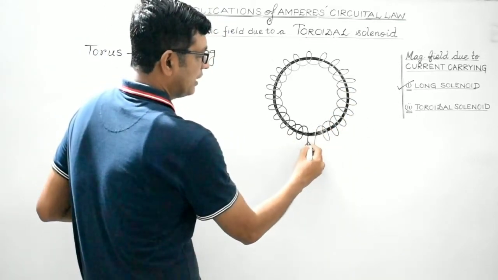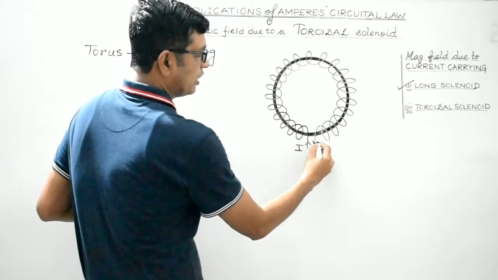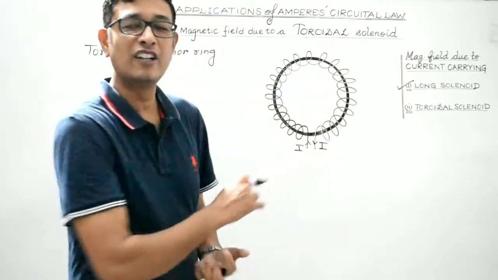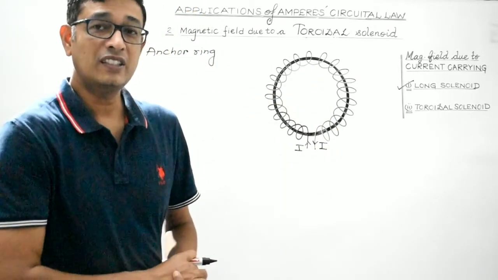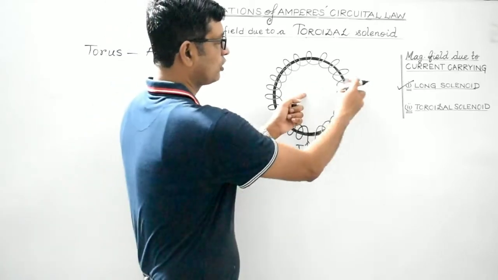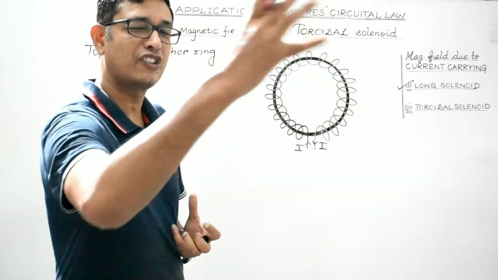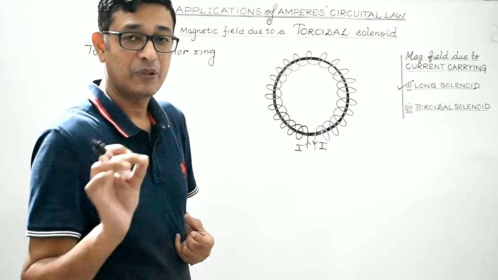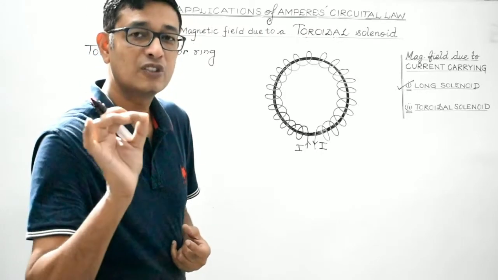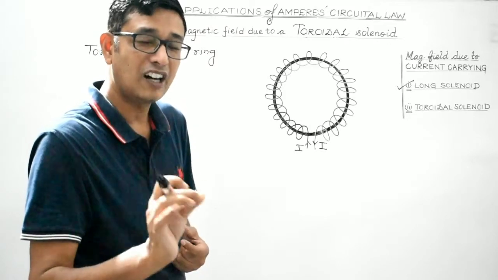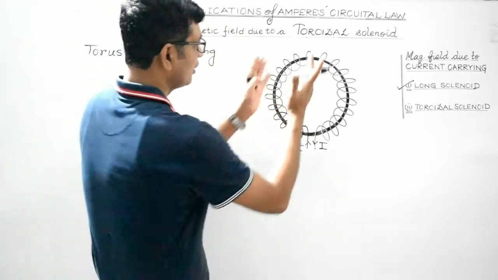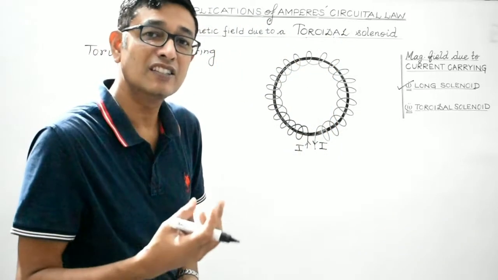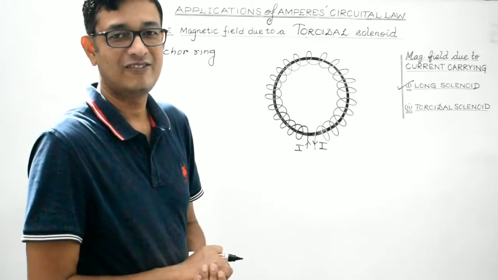Suppose current enters along this direction, so current will leave along this direction. Clear, students? So this is a toroidal solenoid. Now students, imagine a toroidal solenoid of extremely large radius. Again I repeat, if we consider a toroidal solenoid of extremely large radius, then a small portion of a large toroidal solenoid will behave as a straight solenoid. Right?